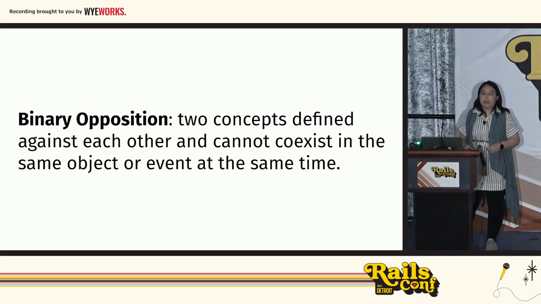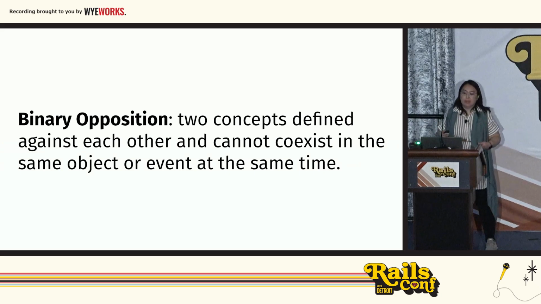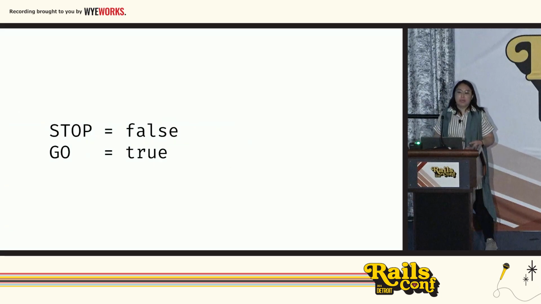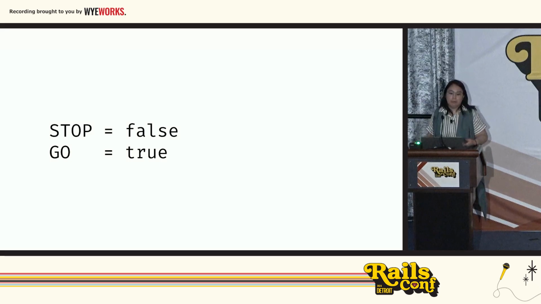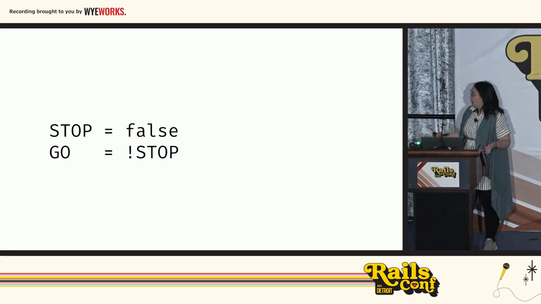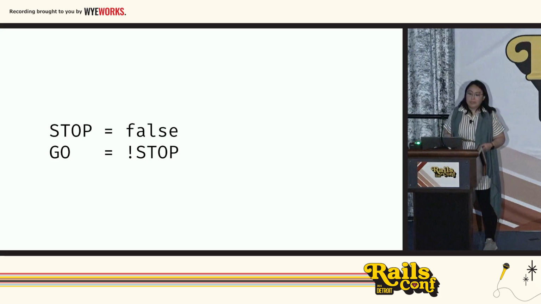Another way that you can think about difference is a concept called binary opposition. This is when two concepts cannot exist simultaneously because they are defined against each other. In binary notation, this is expressed as ones and zeros, on or off. In Ruby and other languages, we express this through Booleans, true and false. We can also define these two constants as the exact opposite of one another. These signs are bound together.